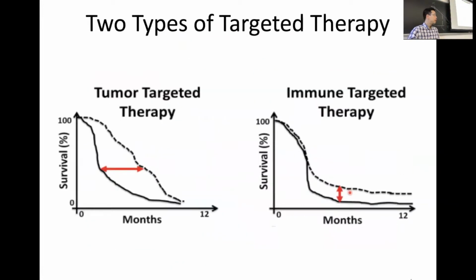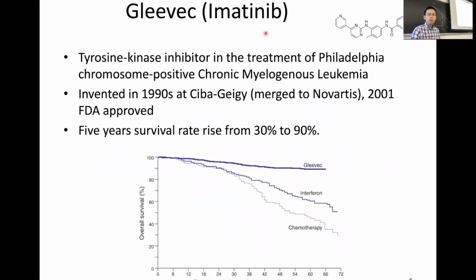And the lecture today will be more focused on the first category, which is the tumor-targeted therapies. And I think another postdoc from your lab, Avi Sahu, will give a more focused lecture on immune-targeted therapies next time. So let's first look at some famous examples of tumor-targeted therapies.